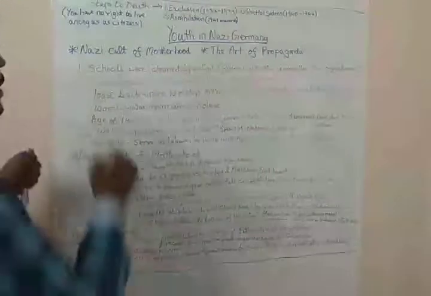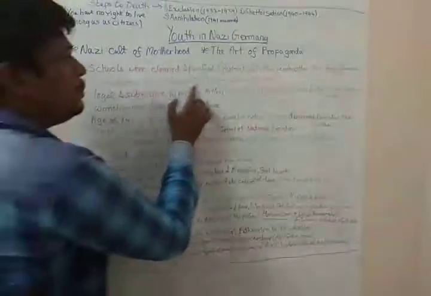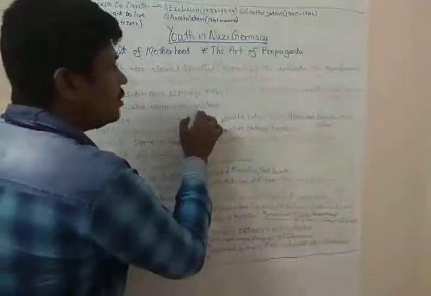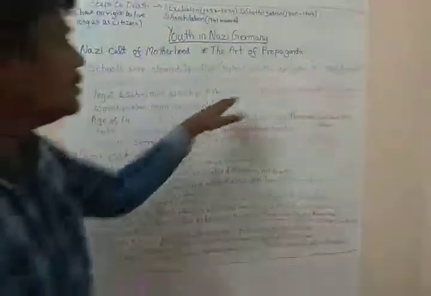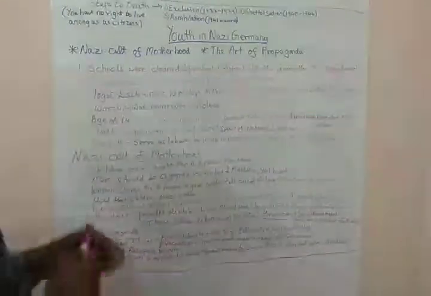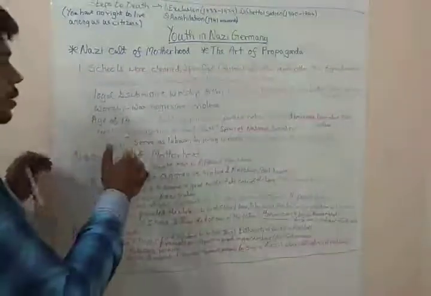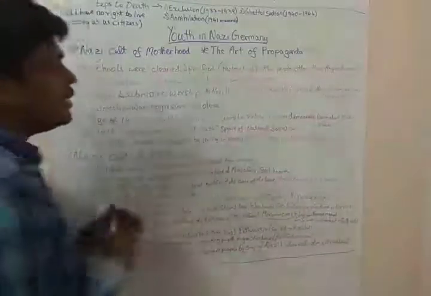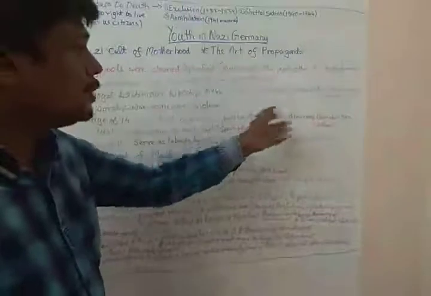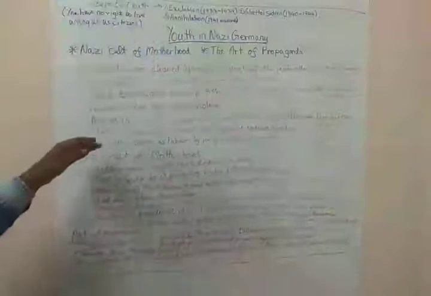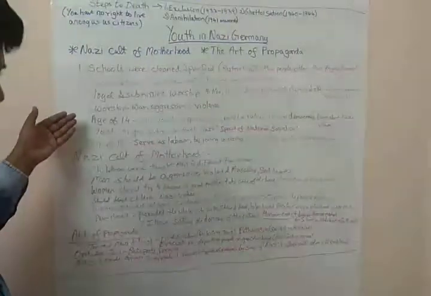The next thing is, these people were taught to be loyal and submissive, and they should worship Hitler, and also worship war, aggressiveness, and violence, and they should hate Jews, communists, gypsies, and all other people who are considered undesirable. And by the age of 14, the children should join a youth organization, and they should worship violence, condemn democracy, and learn about Nazi values.